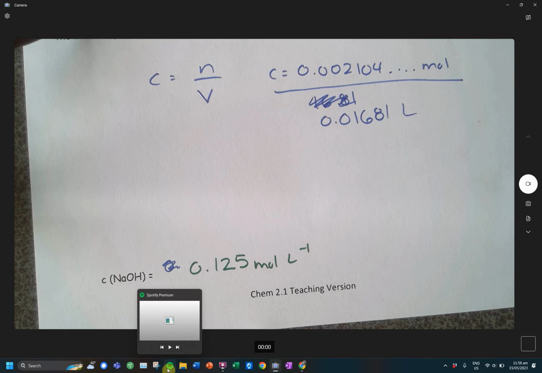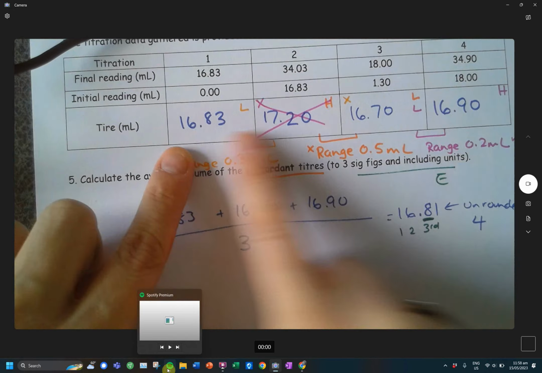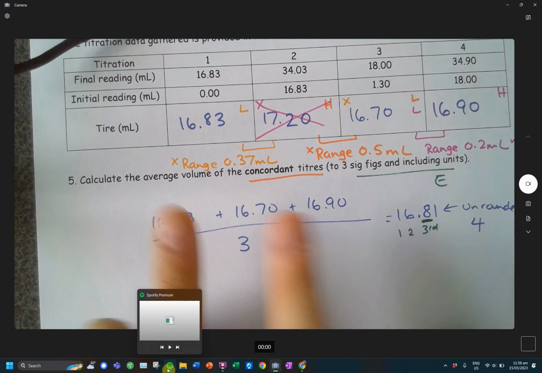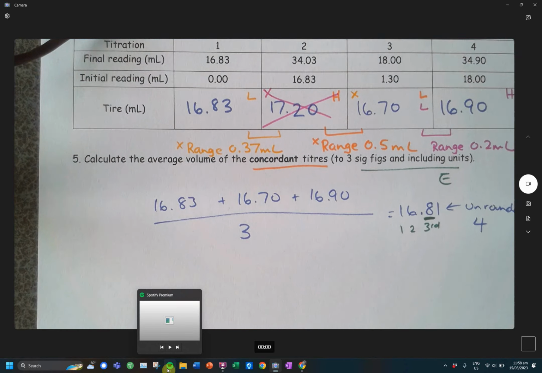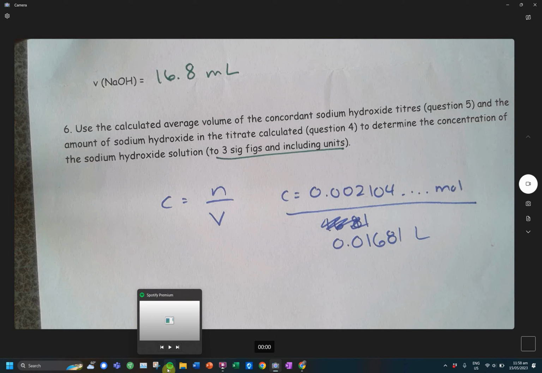Why do we divide that by 3? Because we added 3 data points together. 1, 2, 3. If I had kept all 4, I would be dividing by 4. But I didn't because of the range. Cool. Yep.